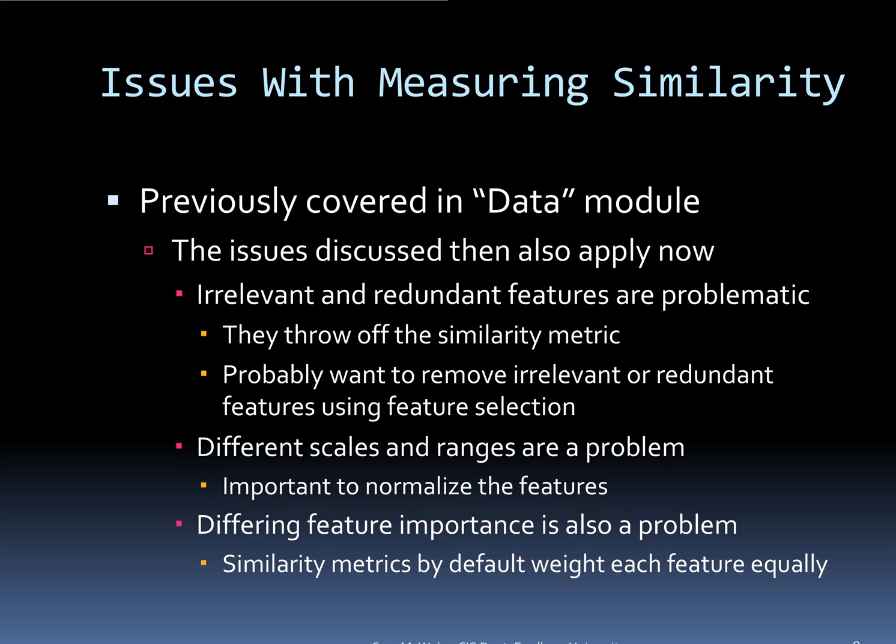Additionally, the default assumption that all features are equally important can be misleading. Differing feature importance needs to be considered to ensure the similarity metric accurately reflects the data's true characteristics. Addressing these issues is crucial for effective nearest neighbor classification.